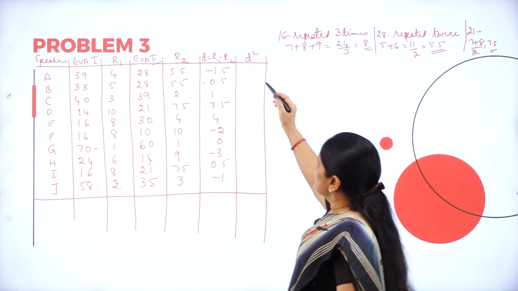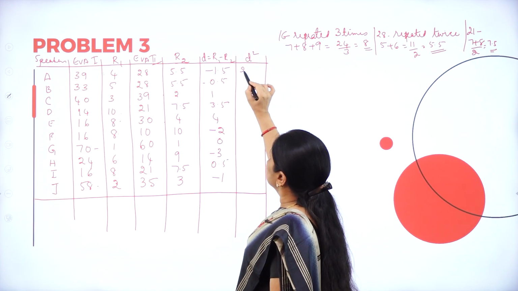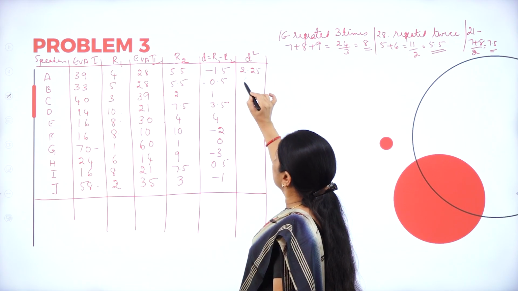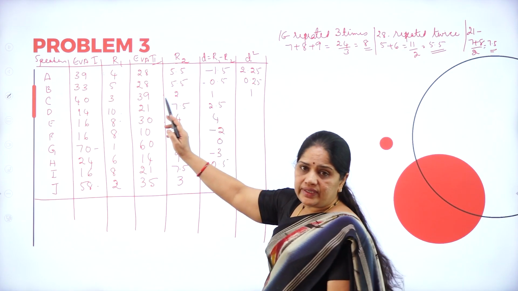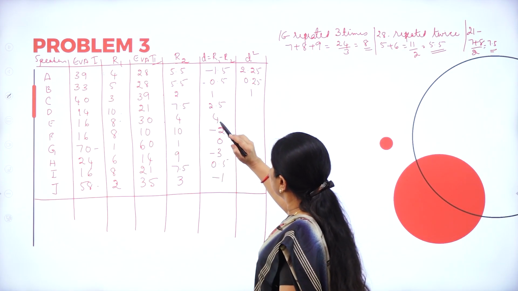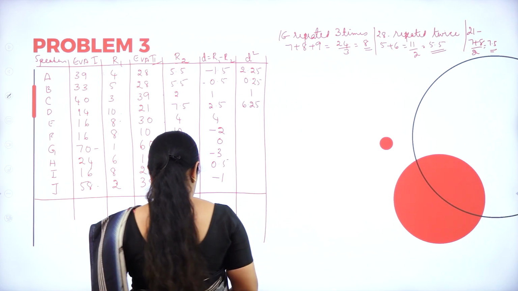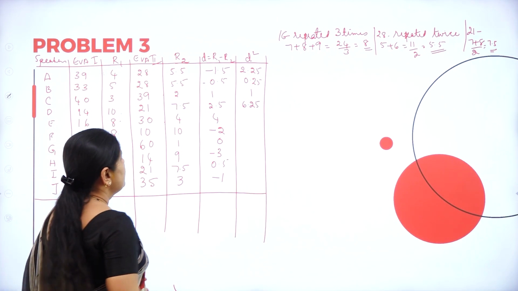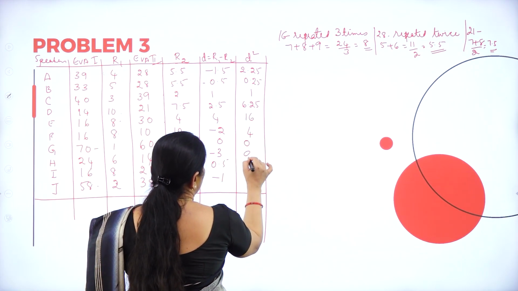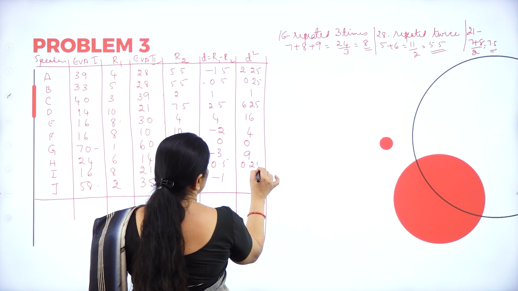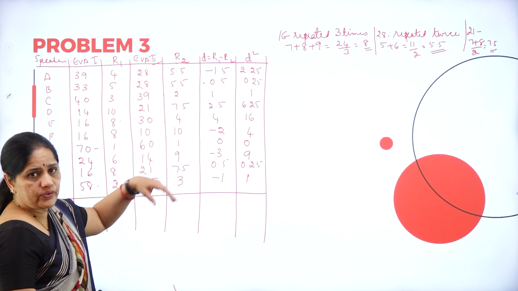Now in the next step, I have to square the deviations. So 1.5 into 1.5 is 2.25. 0.25, 1. Now next we have 10 minus 7.5, that is 2.5. So 2.5 into 2.5 is 6.25. Next we have 4 square. 4 square is 16. 2 2s are 4, 0, 9, then 0.25, then 1. So we have all the d square values.